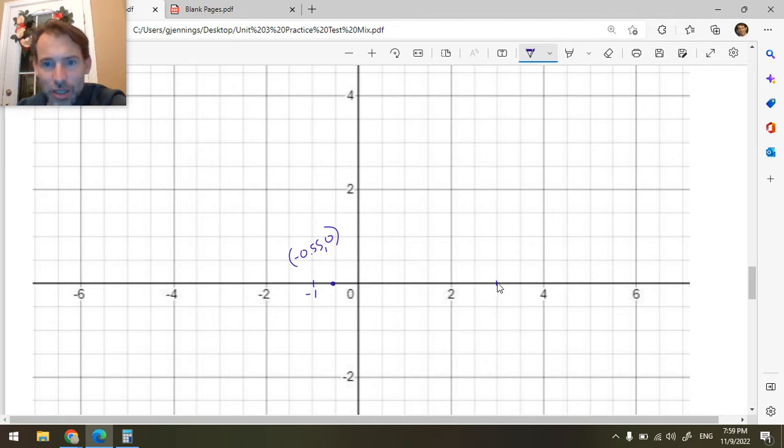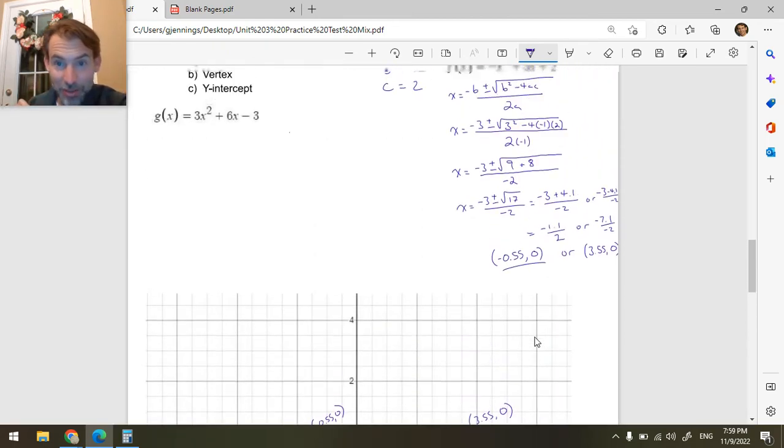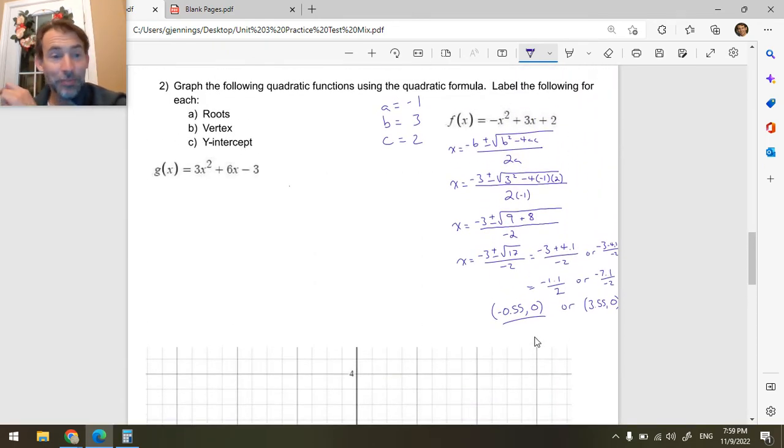Our other root was at 3.55. That's 3 there, so ever so slightly bigger than 3.5. Put your point on, label it 3.55, comma, 0. Okay, cool. So we got the roots on for that parabola. It's got its roots on. Now we want to find the vertex.